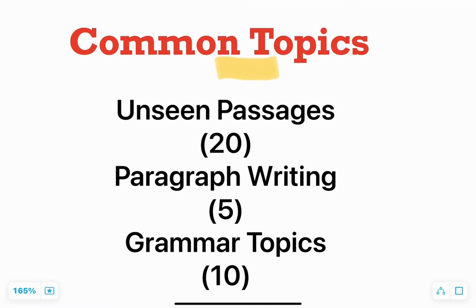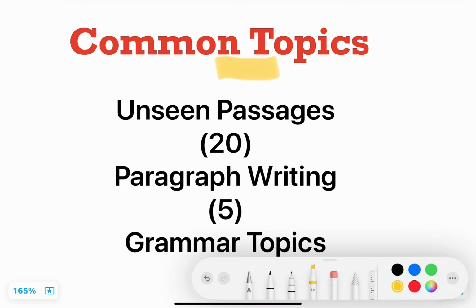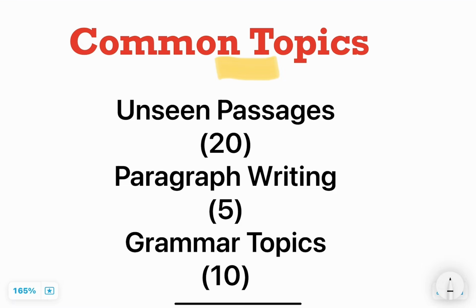First of all, some common topics in class 9 and 10, meaning the topics in the examination that would remain the same as class 9. Number 1 is unseen passages. In class 9 and in class 10, 20 marks is for the reading section, that is section A, in which 2 unseen passages will be there. So this is going to remain the same in your exam, in class 9 and 10.